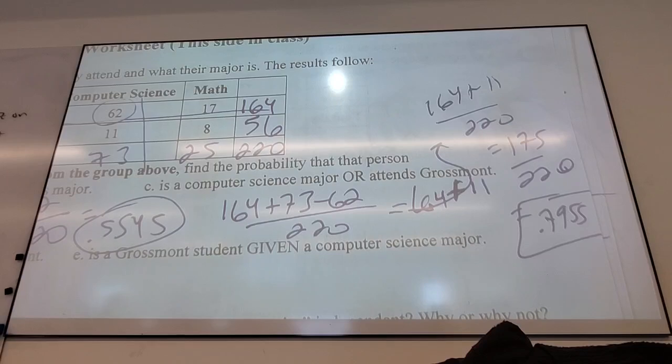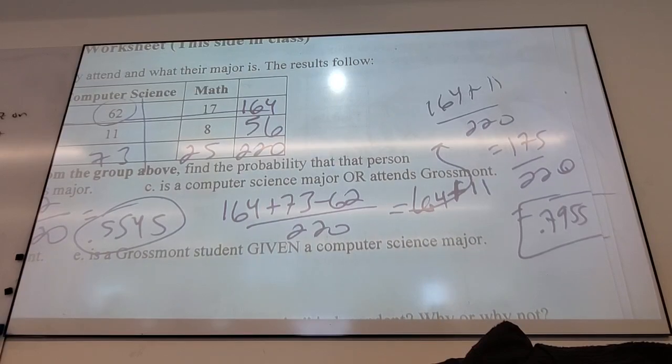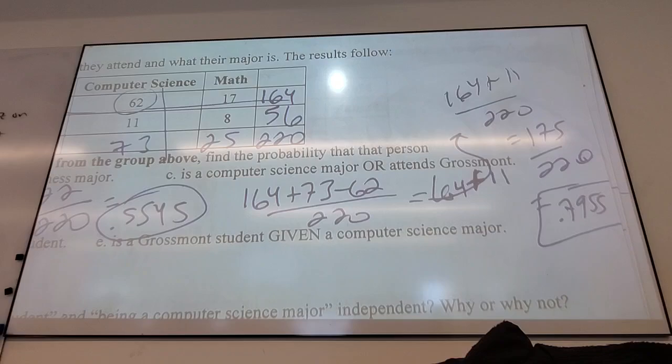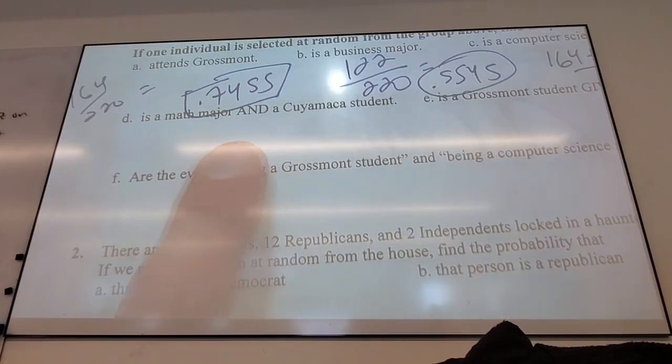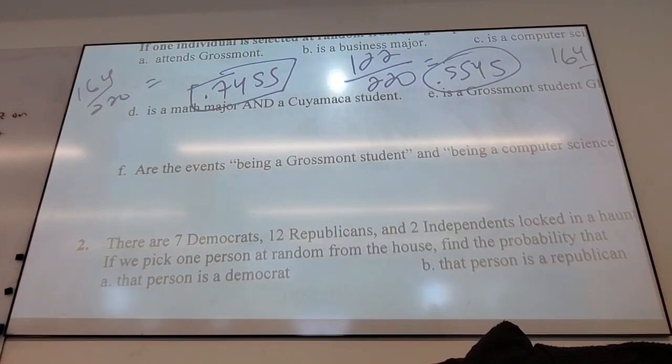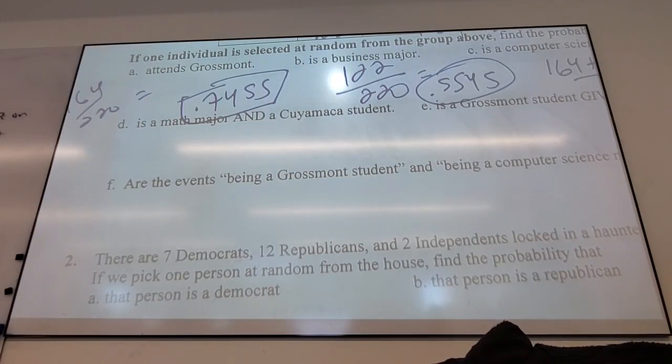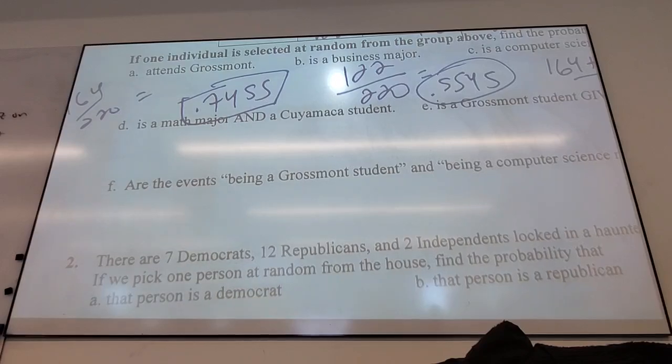So the top is always the total number that match what I'm looking for. And the bottom is always the total number of people or things it could have been. Every single problem we've done so far has matched that idea. And we'll continue. So part D, I'm gonna do it both ways. I'm gonna do it the way you should do it, and I'm gonna do it the really silly way, okay? Just to show you I get the same answer both ways.